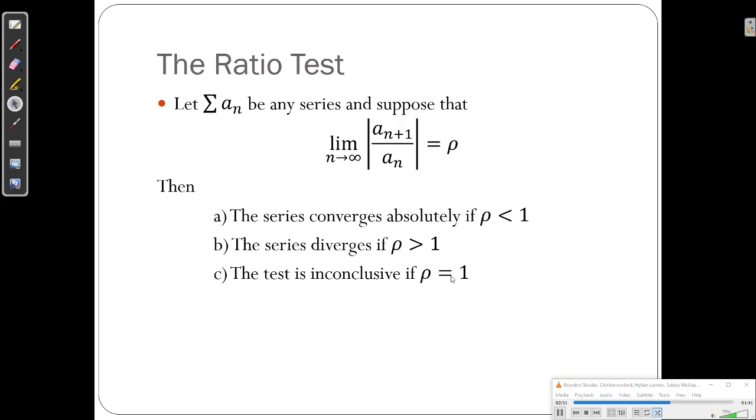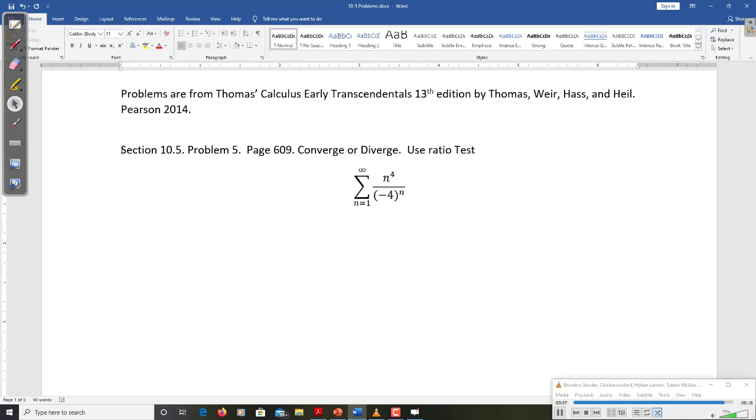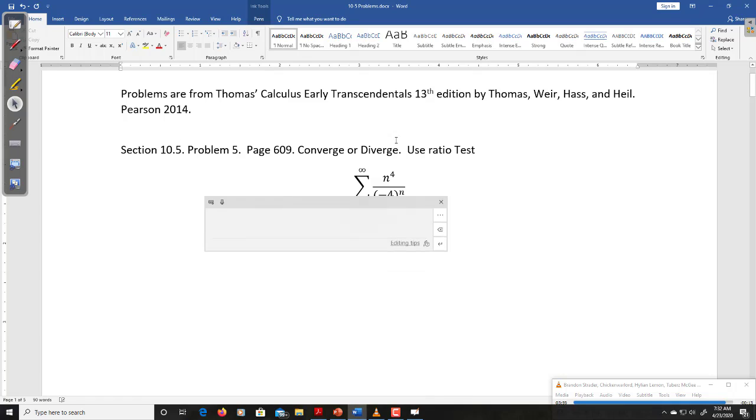And if it's equal to 1, if they basically increase or decrease at the same rate, if they are basically equivalent, then it's inconclusive. Maybe it'll be small enough, maybe it won't be. That's the ratio test. Let's look at some exercises. The first one we're going to look at is problem number 5 from section 10.5 in our textbook.